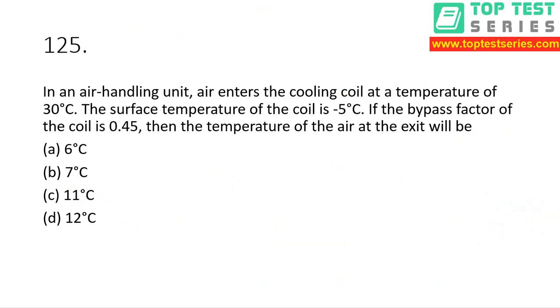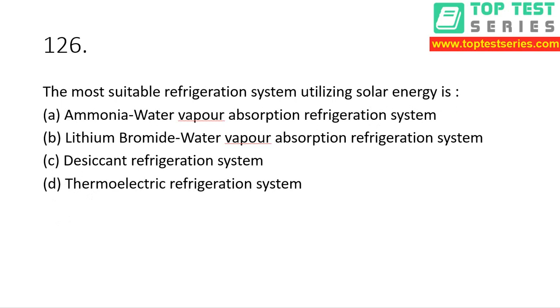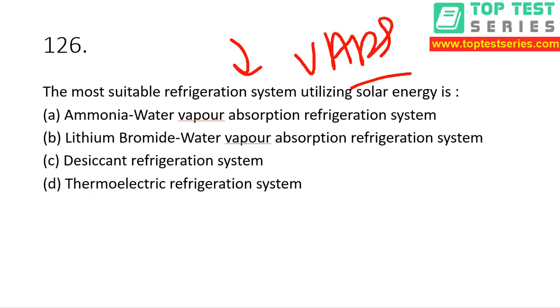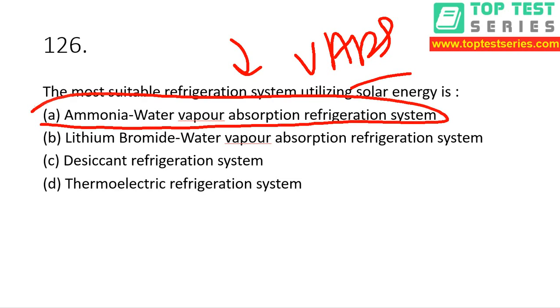Now let's move on to question number 126. The most suitable refrigeration system utilizing solar energy. So my dear, that is what, my dear? It is talking about VARS, vapor absorption refrigeration system, right? In this case, the most suitable refrigeration system we use is this one, ammonia and water, because in this case ammonia is used as refrigerant and water is used as absorbent. That is why we can easily use this one, right?